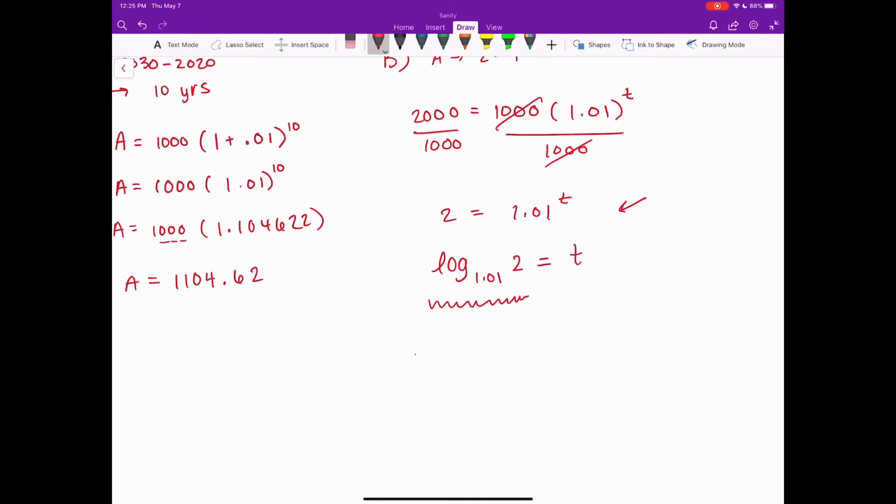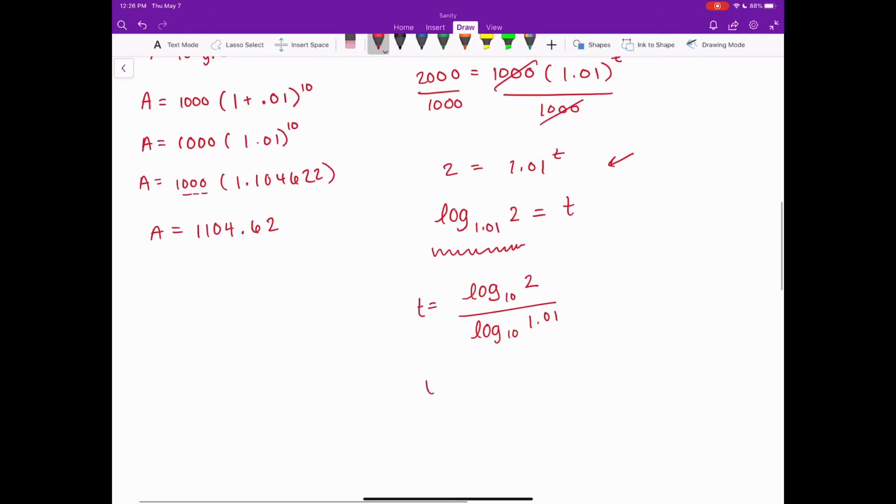So I'm going to say that t is equal to, using my change of base formula, I'm going to pick a new base of 10 and say log base 10 of 2 divided by log base 10 of my original base, which was 1.01, and then you can just plug that into your calculator and simplify.